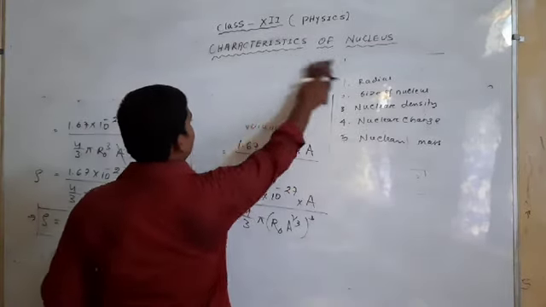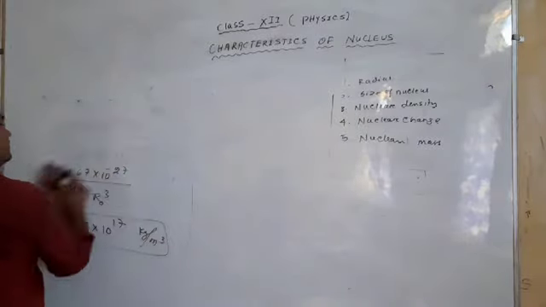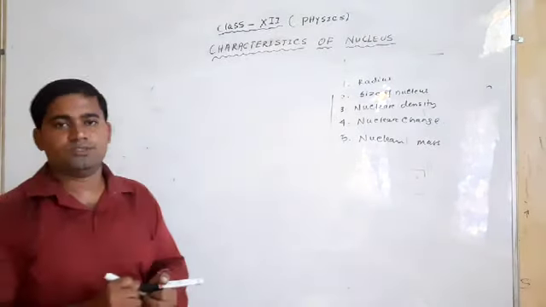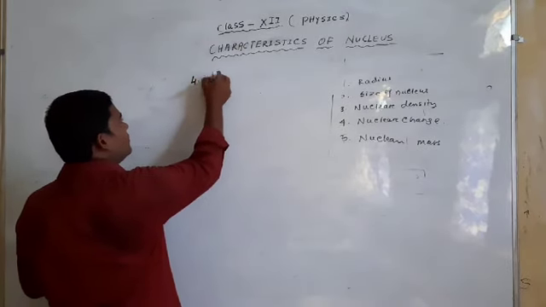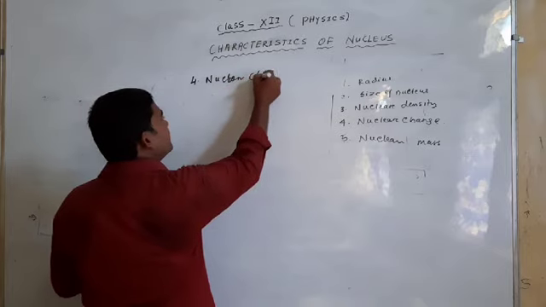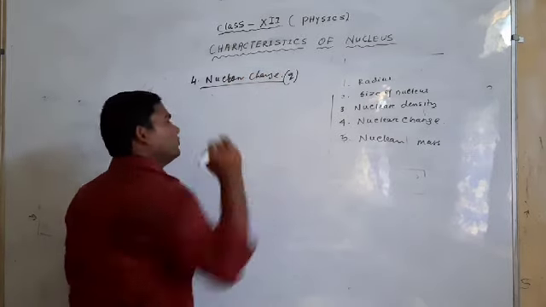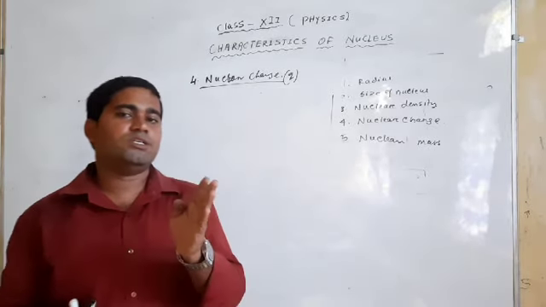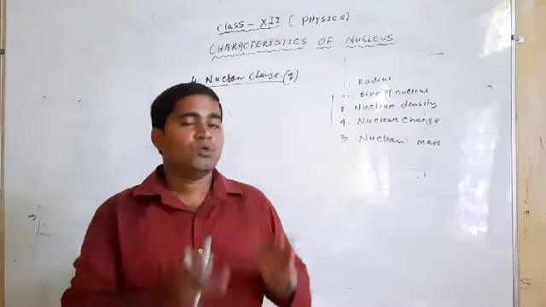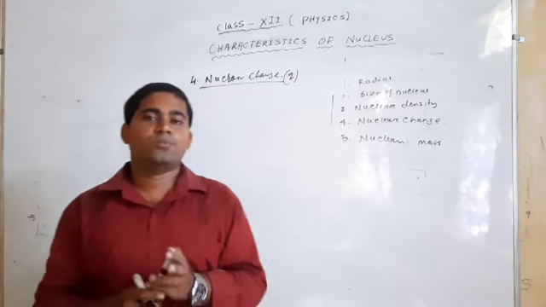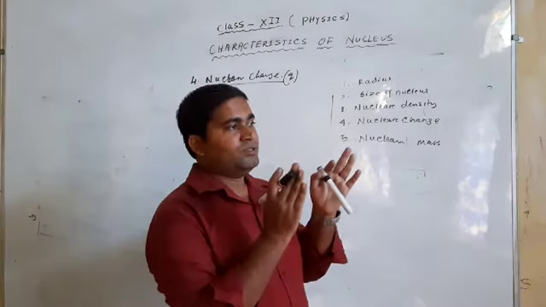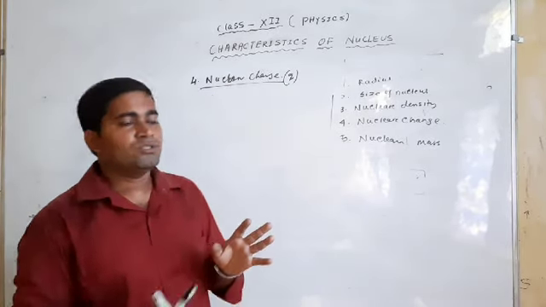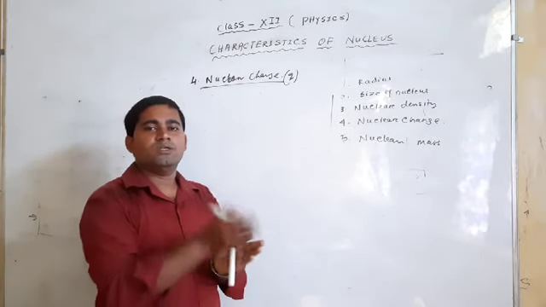Fourth thing, that is nuclear charge. Next, come to nuclear charge. Number 4, that is nuclear charge. Suppose I consider here Q. As we discussed, inside the nucleus two main particles exist. One is the proton, another one is the neutron. Neutron is a neutral particle and proton possesses positive charge. We can say the total charge of the nucleus is only due to the protons. So the charge of the nucleus is always due to protons.